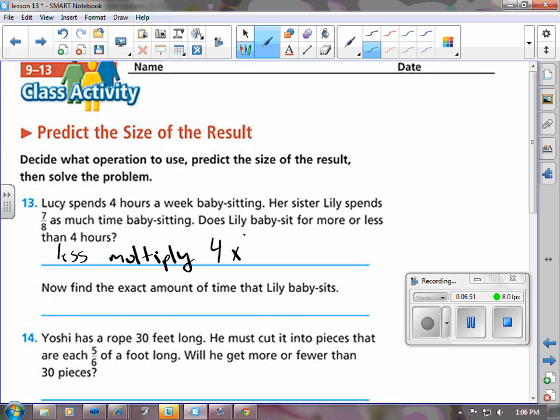4 times 7/8, right? And when you multiply 4 times 7/8, it's like putting this over 1, multiply straight across, okay? And then simplify. 4 times 7 is 28 eighths. Simplify that down to 3.5 hours, okay?